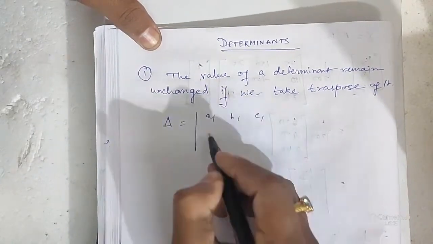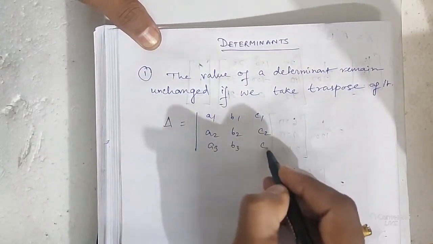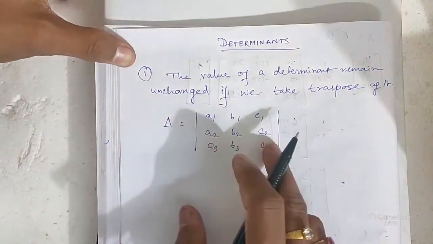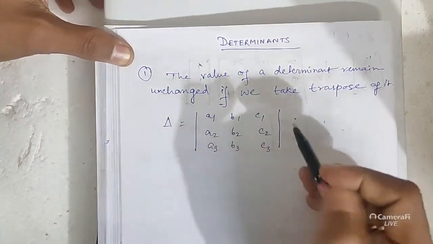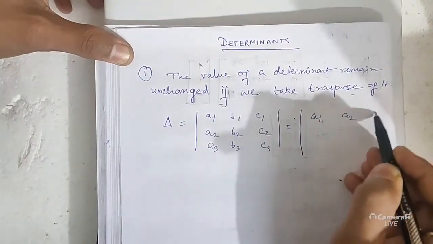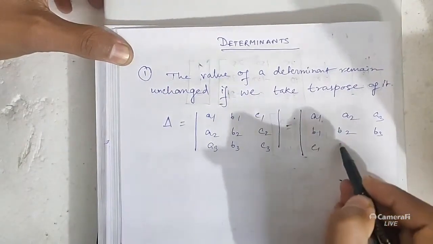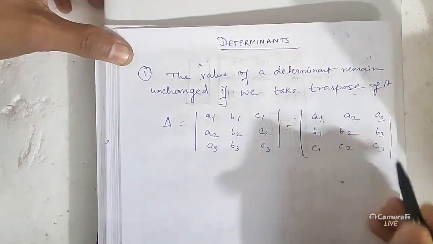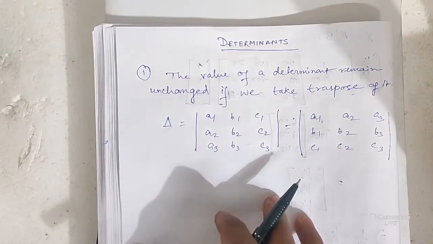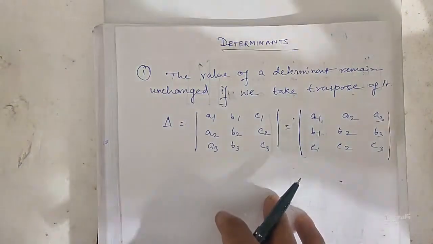a1 b1 c1, a2 b2 c2, a3 b3 c3, the same value will come if we interchange it. That is, this is equal to a1 a2 a3, b1 b2 b3, c1 c2 c3. So the value of the determinant remains unchanged if rows and columns are interchanged. This is the first property.